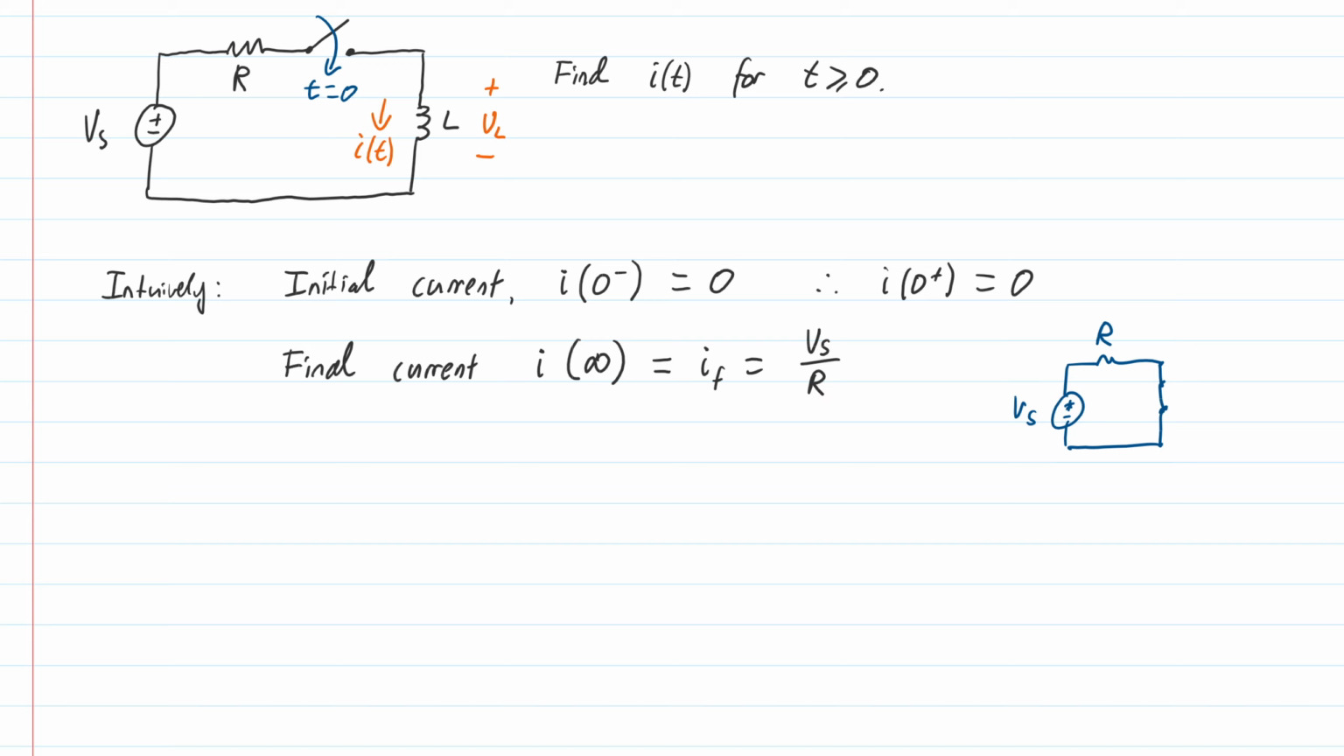And I would also expect that the transient behavior that transitions between these two things should behave as an exponential. The transient will behave as an exponential, because it actually does, this is truth.